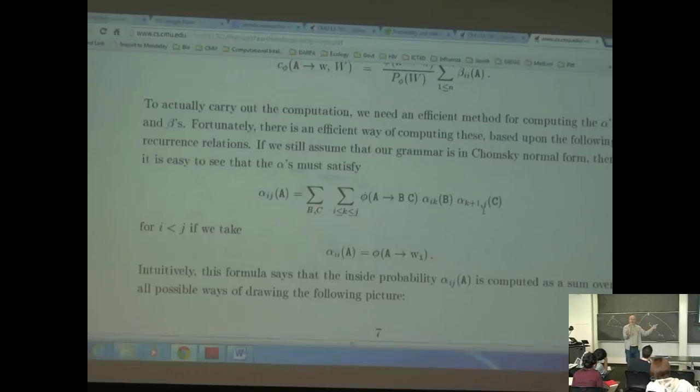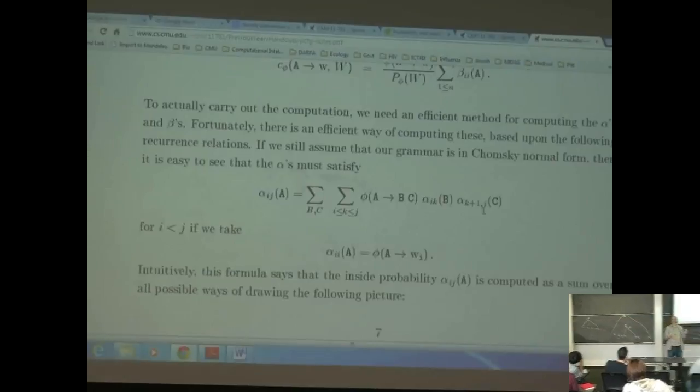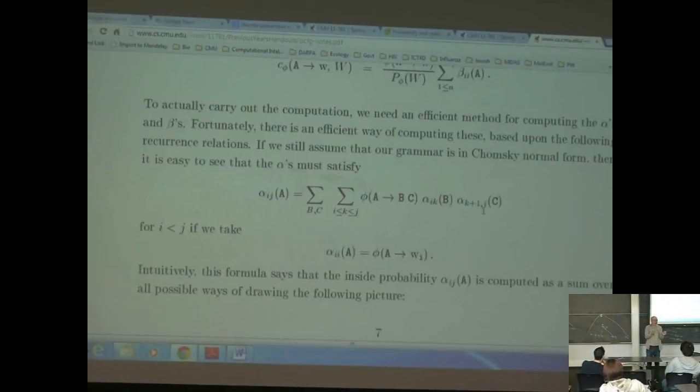So the way you effectively do this, you could mathematically write it as a recursion. In practice, you start by calculating the alpha values of fragments of a single word. Alpha II of A, alpha II of B, alpha II of C, for every pair of II: 1, 1, 2, 2, 3, 3, 4, 4, 5, 5, all the way to NN, and for every possible non-terminal, A, B, C, D, E.